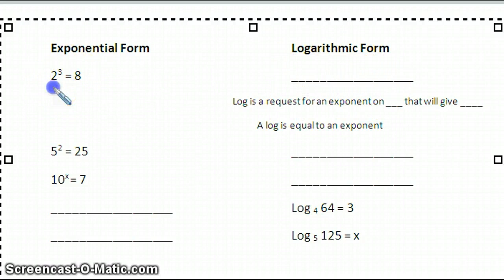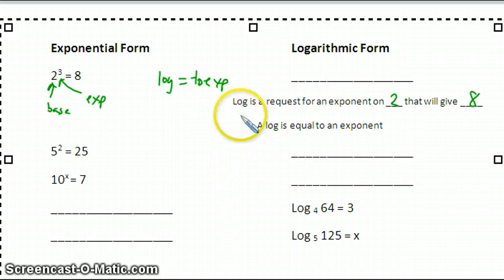Well, first of all, remember that 2 is our base, and 3 is our exponent. Okay, and 8 is our answer. So 2 raised to the 3rd power is 8. So when I'm looking at this, again, all we're really asking for when it's in log form, log is a request for an exponent on the base of 2 that will result in 8. So in other words, I want to know what the exponent is. Okay, and keep this in mind. Log will always be equal to the exponent. Okay, log is always equal to whatever the exponent is.